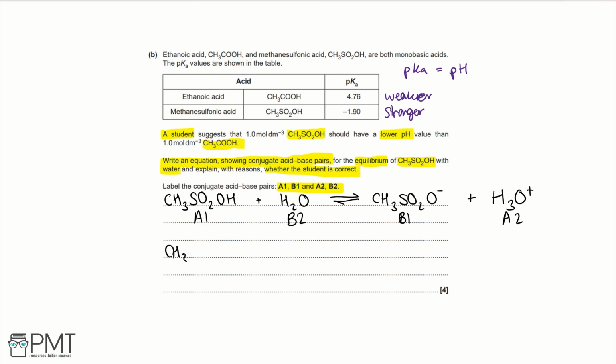So methane sulfonic acid, or CH3SO2OH, is a stronger acid. You could also say that it dissociates more. Either of these are accepted for the first statement.